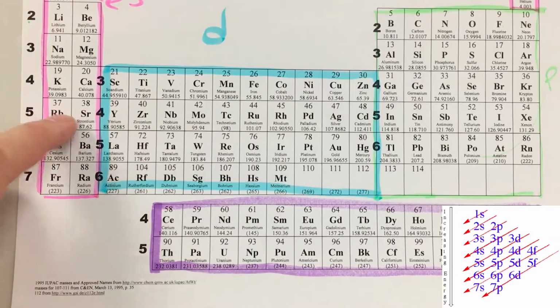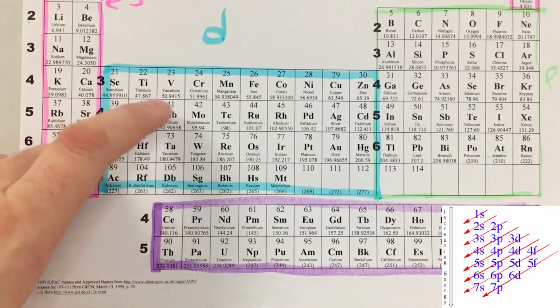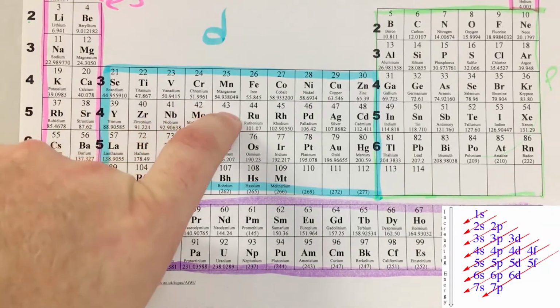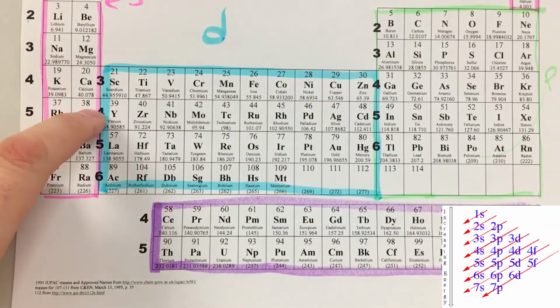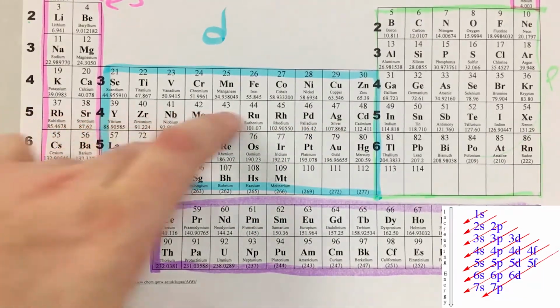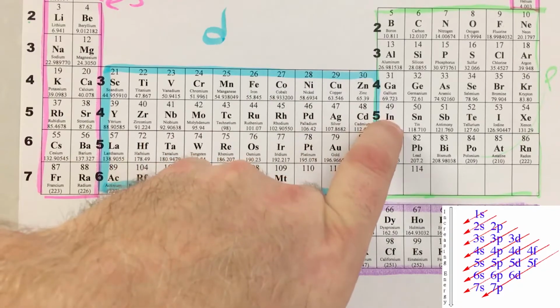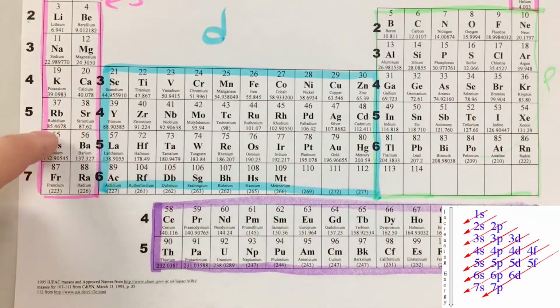So if I go 5s2 and I want to stop right here, then I go 4d, 1, 2, 3, 4, 5, and I'd stop. Or if I stop right here, I go 5s1 or 5s2. But if I'm passing straight through, I'm just going to say 5s2, 4d10, and then I'm going to go back up. See where it says 5? I'm going to go 5p, 1 through 6, and then I'm going to go 6s.